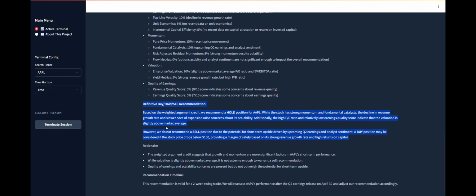It pretty much listed out a couple of scenarios where you should buy the stock and not sell due to the strong outlook and expectation.